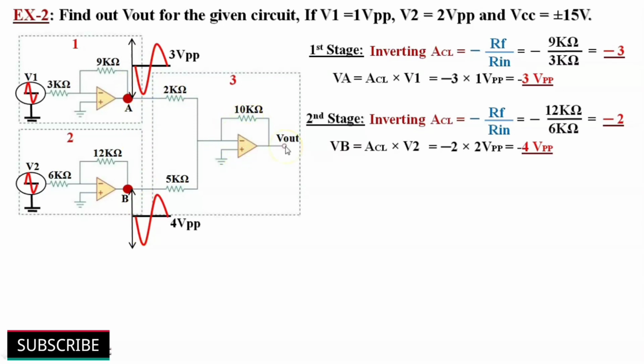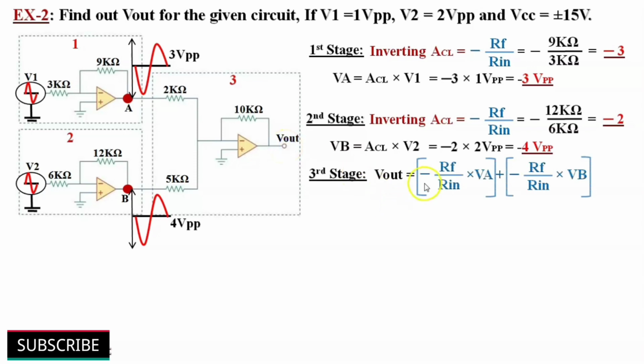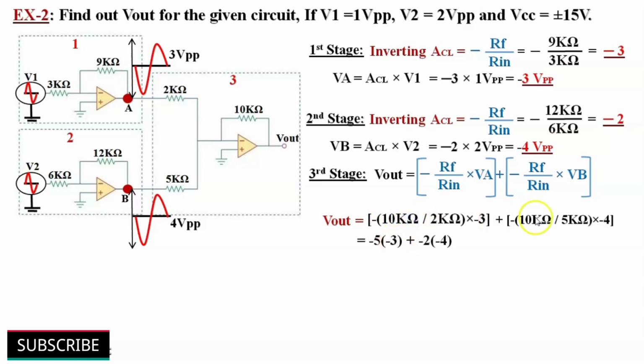inverting configuration. So Vout is equal to minus RF by Rin into VA plus minus RF by Rin into VB. Let's insert the values. Vout is equal to minus 10 kilo ohm divided by 2 kilo ohm into input voltage 3 volt peak to peak plus minus 10 kilo ohm divided by 5 kilo ohm into input voltage 4 volt peak to peak. Minus of 10 kilo ohm divided by 2 kilo ohm is equal to minus 5 into minus 3, minus of 10 kilo ohm divided by 5 kilo ohm, that gives minus 2 into minus 4, that is equal to 15 plus 8, that gives 23 volt peak to peak output of this circuit.